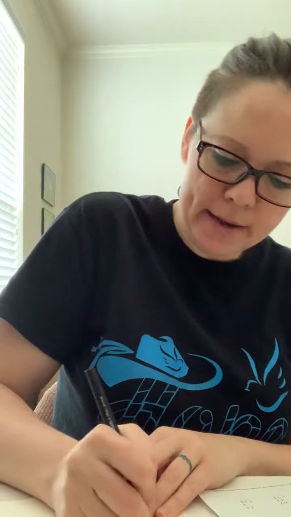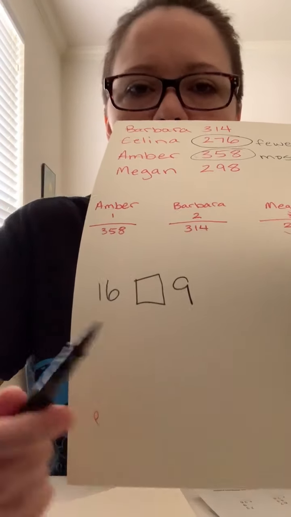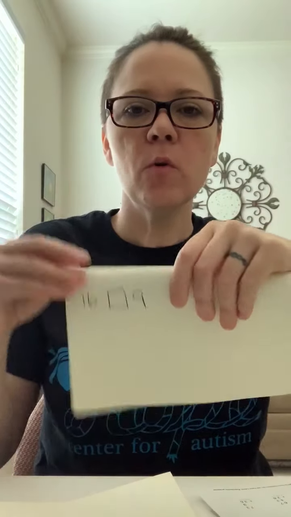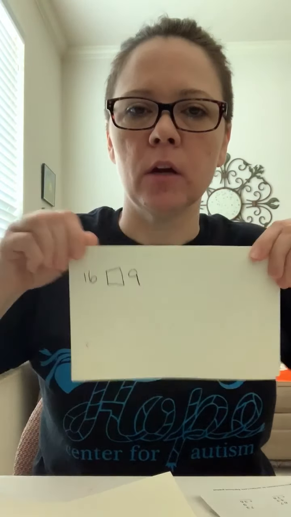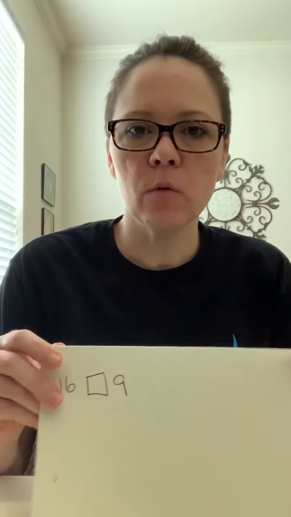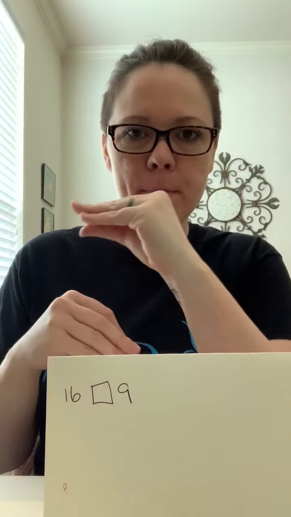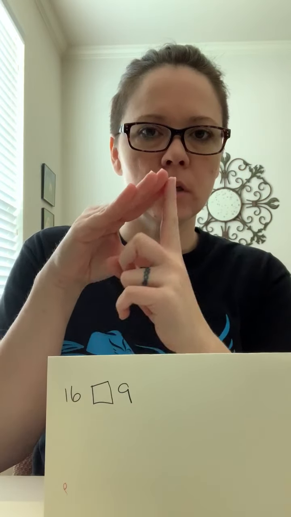All right, you can write these down. We're going to have 16, a little box, and then a 9. For this one, we are going to do greater than, less than, or equal to. So if you remember what we have talked about before, we have that little alligator chompy mouth. It wants to eat the bigger number, okay? So the open part of your little chompy mouth is going to go towards the bigger number.